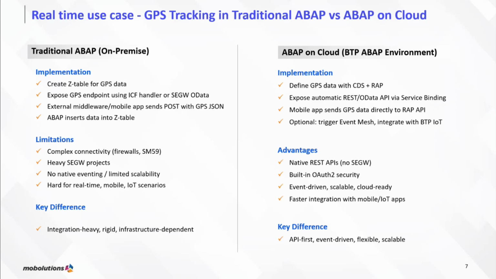On-premise ABAP is more integration-heavy, rigid, and infrastructure-dependent, while ABAP on cloud is API-first, flexible, event-driven, and built for scalability. It's a game changer, especially when you are dealing with mobile, IoT, or real-time scenarios. So, if you are looking to simplify GPS tracking and take advantage of the cloud, ABAP on BTP is definitely the way to go.